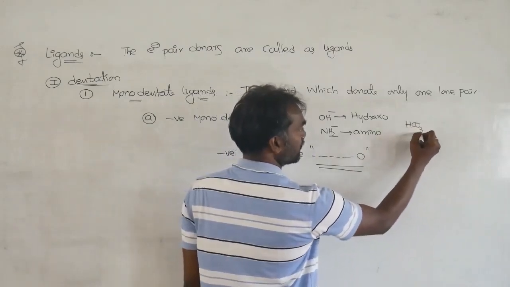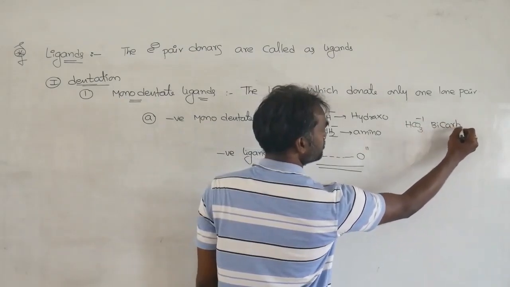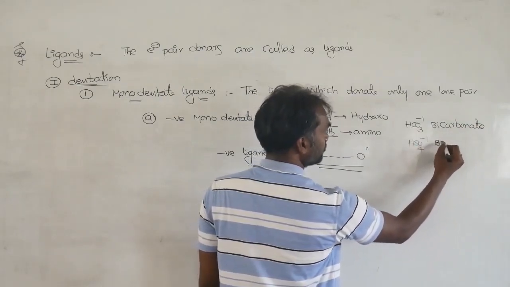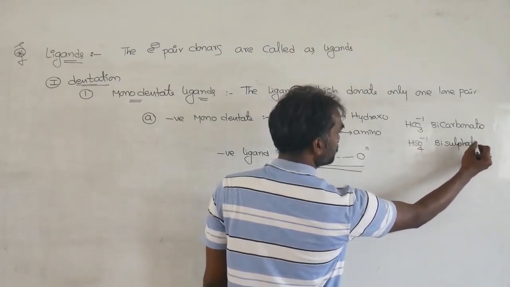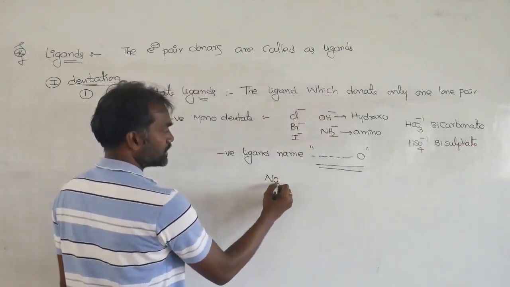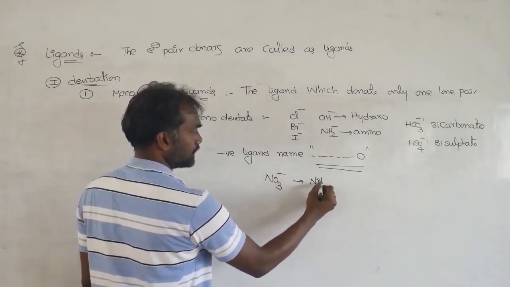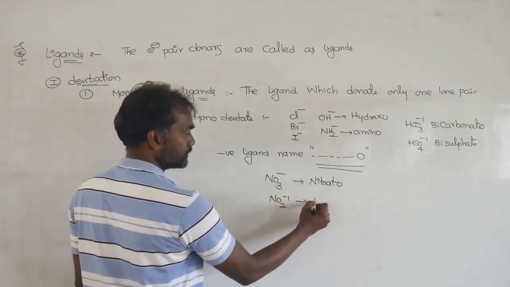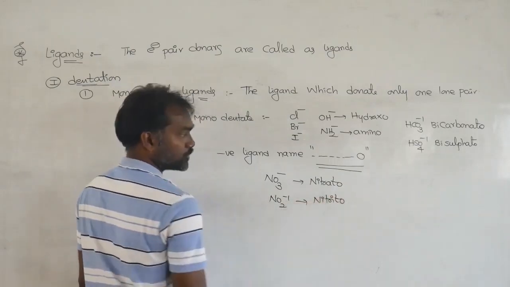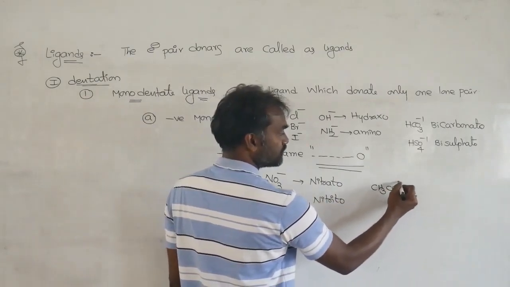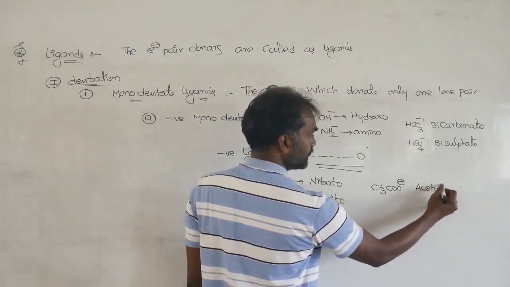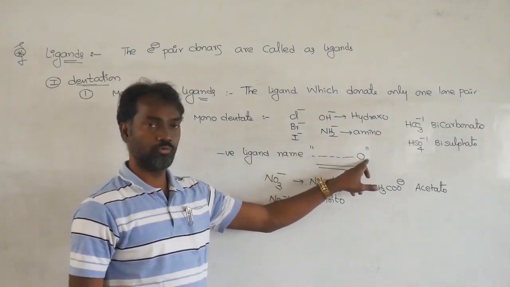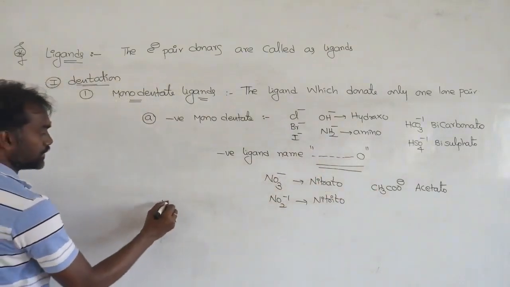So HCO3 minus 1, bicarbonate. Next HSO4 minus 1, bisulfate. So NO3 minus, nitrato. NO2 minus 1, nitrito. CH3COO minus, acetato. So like that. Any negative, the last name is ended with O. So that is it.